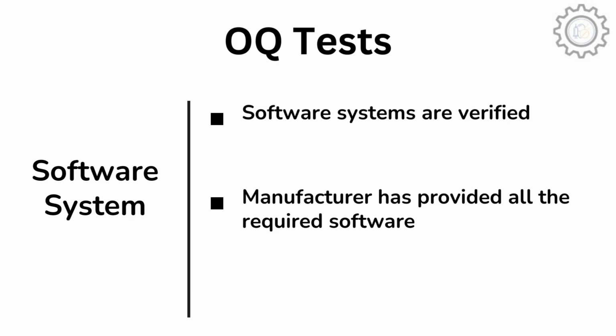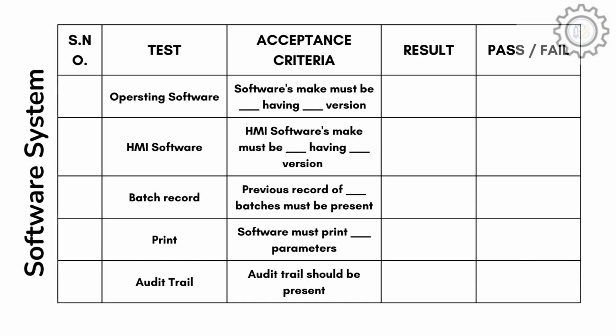Software system. In this test, software systems are verified as per the agreed specification during design qualification stage. It includes whether the manufacturer has provided all the required software and they operate correctly according to the need and expectation of the buyer. Tests that are included in this section include verification of operating software details, HMI software, batch record functionality, print operation, and audit trail. All the standard specifications become their relevant acceptance criteria, which are then compared with the results to mark it pass or fail.